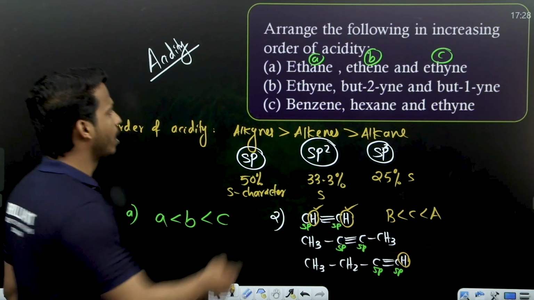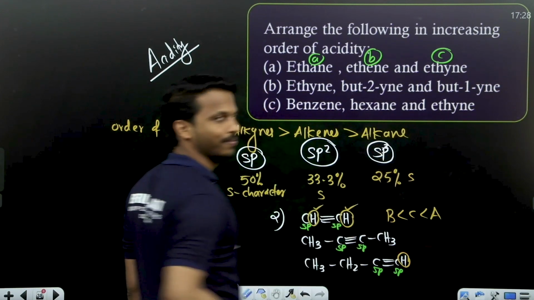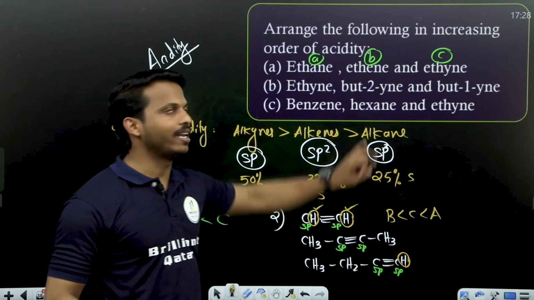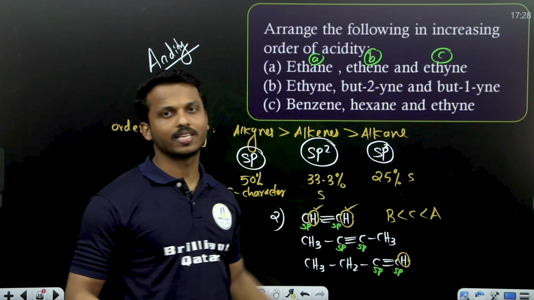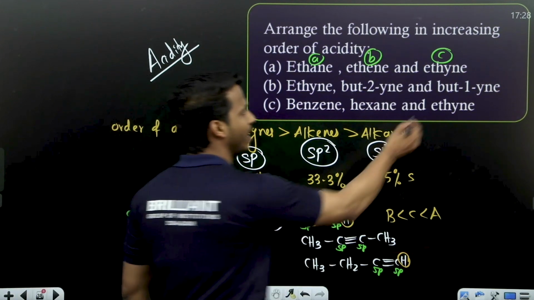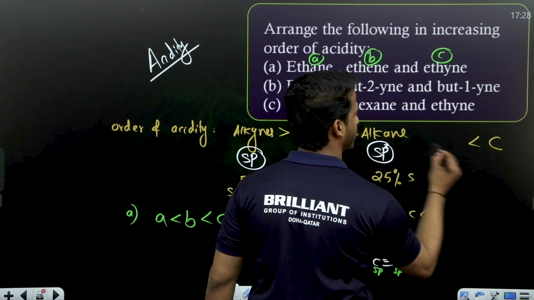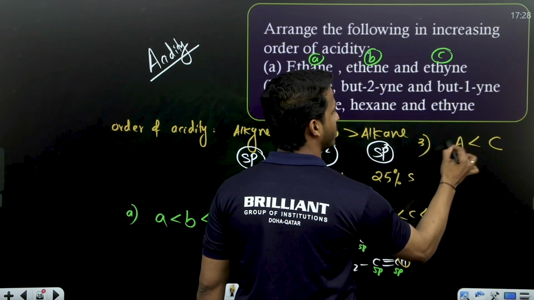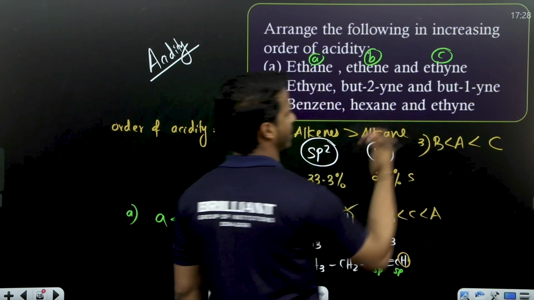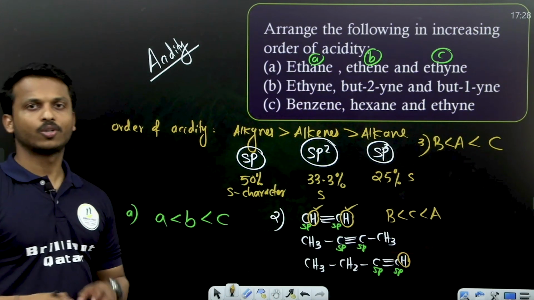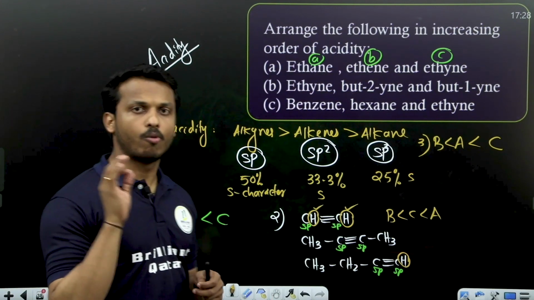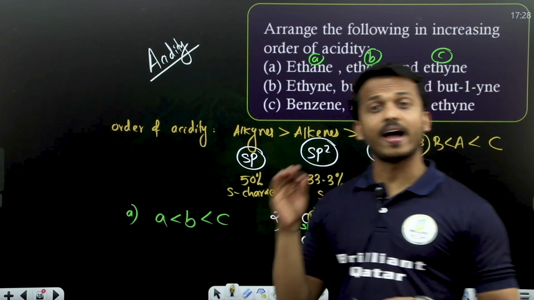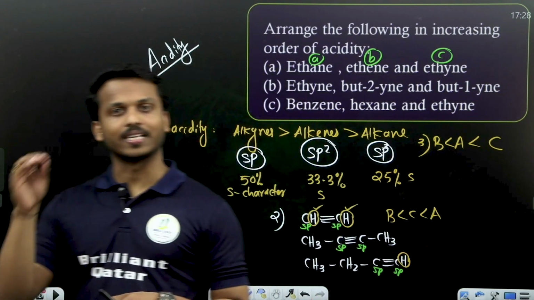Can you say what about benzene, hexane, ethyne? This is easy. Benzene is an alkene, hexane is an alkane, ethyne is an alkyne. So which is more acidic? Ethyne is more acidic. I'm saying the third question, okay? Ethyne is more acidic than alkene, that is benzene, and least is hexane. Clear all of you? So conclusion, alkynes are more acidic than alkenes because of s character. Higher the s character, higher the acidity.